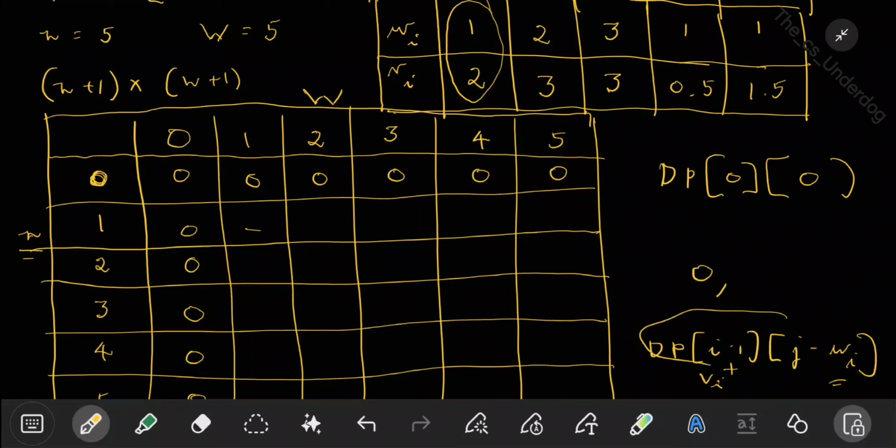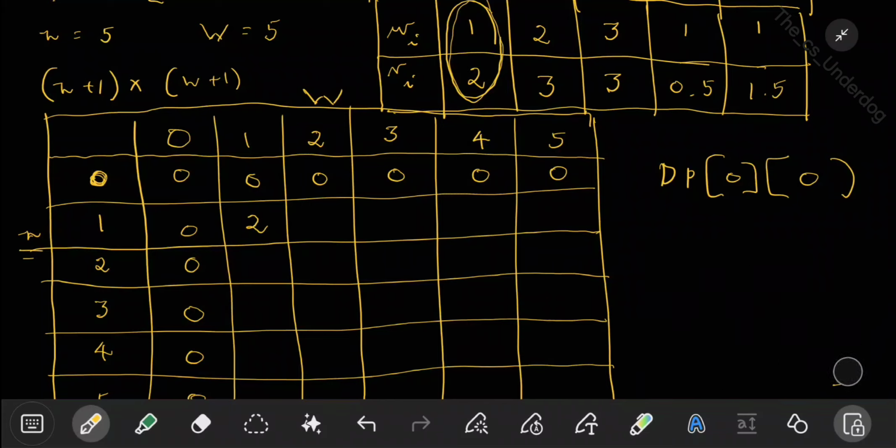So this is 0 and the value of your item is 2. How is it 2? From the table, you know the value of your item is 2. So 0 plus 2 is 2. So what is the maximum of 0 and 2? It is 2, which means your entry should be 2. What is the next thing?